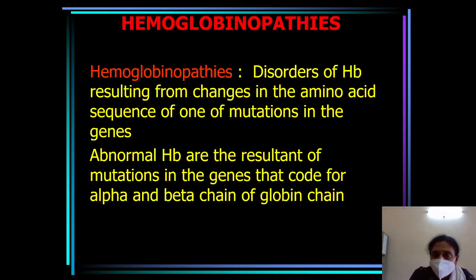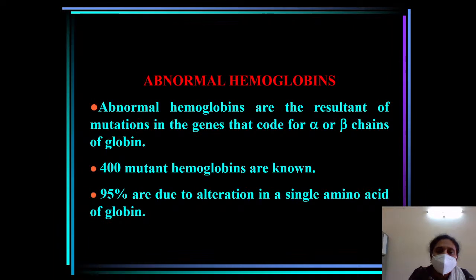So because of mutations of globin genes, there is an amino acid sequence change that would result in the synthesis of abnormal hemoglobins. These abnormal hemoglobins are the resultant of mutations in genes that code for alpha and beta chains of globin. Because of mutations of alpha and beta globin chains, abnormal hemoglobins have been identified.